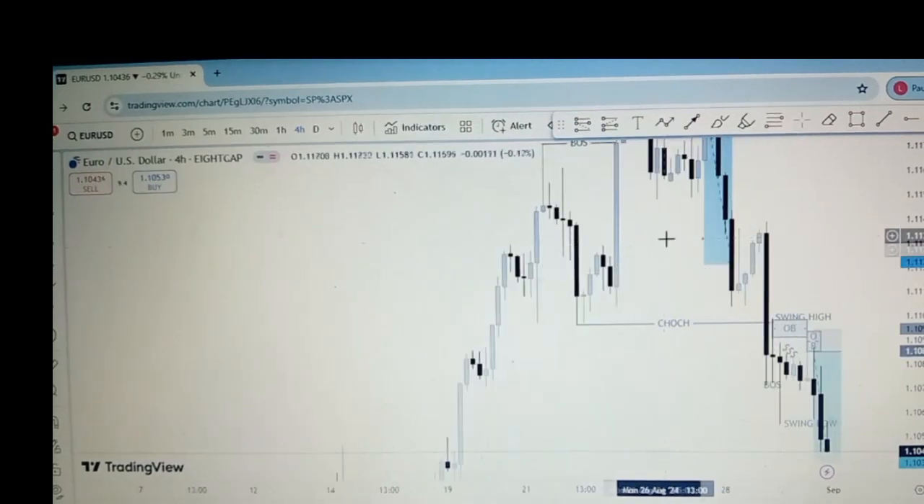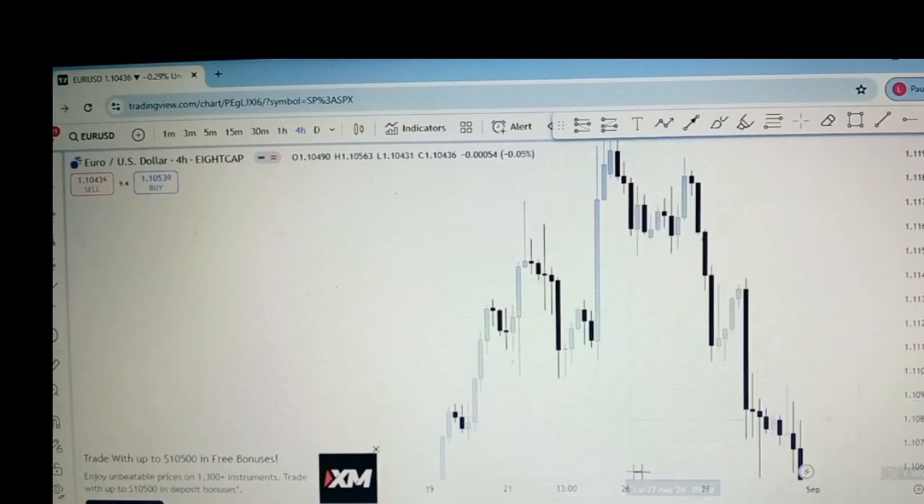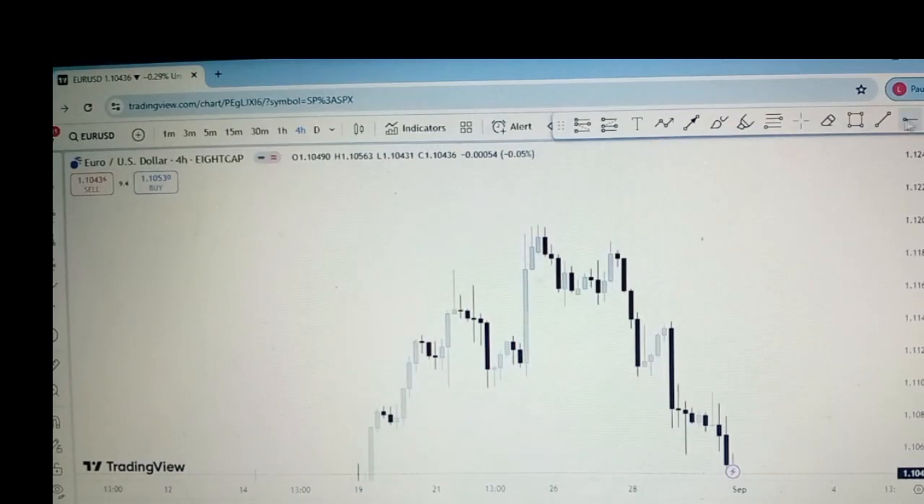Let me just remove everything here, guys. So starting on the 4 hour time frame, that's where we always start. We always start on the 4 hour time frame. What we need to know is context. Context is basically market structure. So where is our trend headed to?